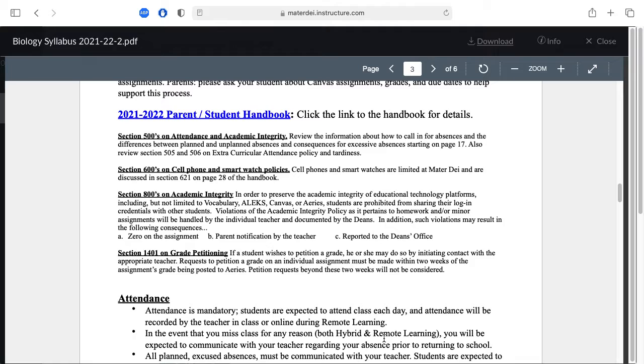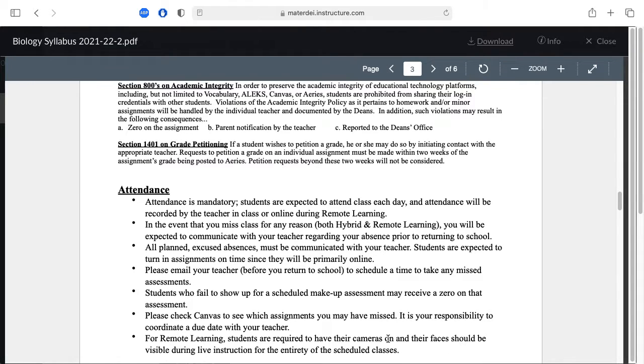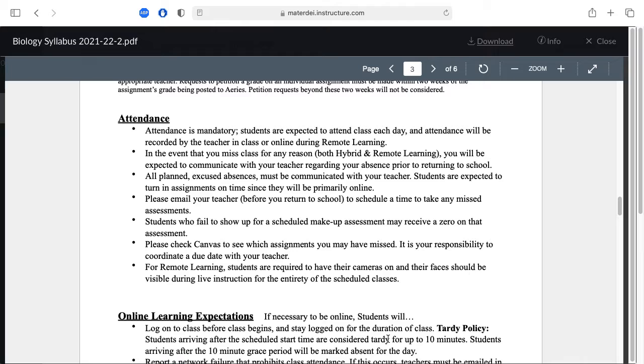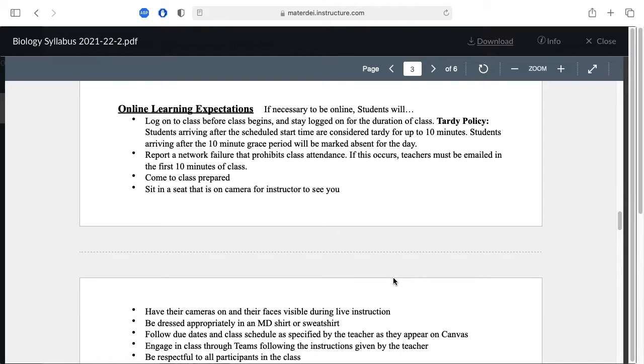A lot of what you see in the classes for class rules is just what's in the student handbook, so there's some information about that. Attendance is required even if we happen to go to online learning like in the past. So we would be set up through Microsoft Teams. So there are online learning expectations.